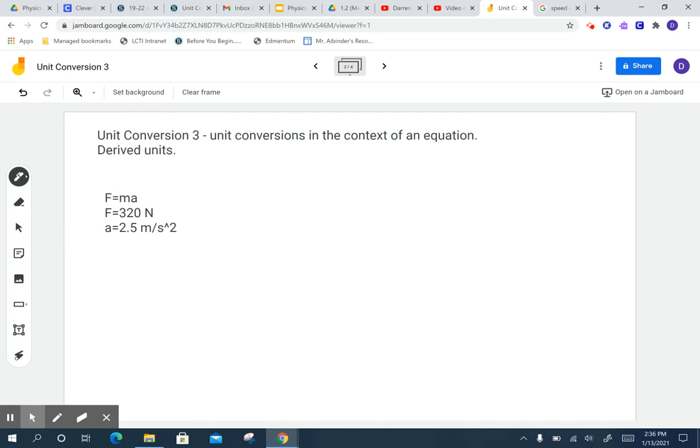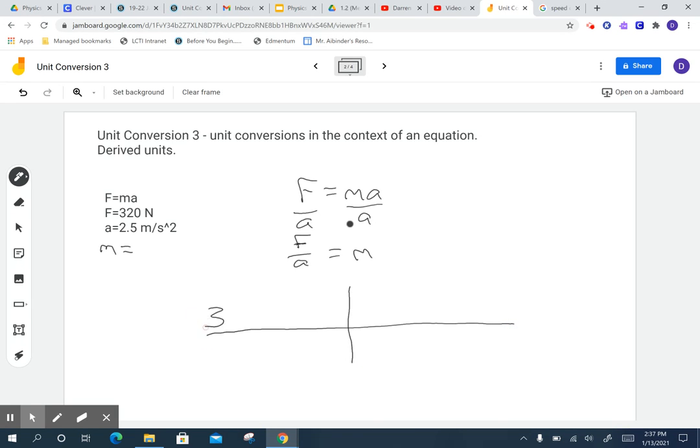Okay, let's do one where, hey, look, we've got to solve for mass here. Well, okay, let's do the literal equation first and solve for mass. Obviously, divide by A here and here. And so mass equals force divided by acceleration, which means acceleration is going to be in the bottom, okay? So let's do this. Now my force will go up top, 320 newtons. And let's go ahead and write it out completely. 320 kilograms times meter per second squared. Now, I want the mass, the acceleration is going to go on the bottom, 2.5 meters, and then the second squared would go up top.